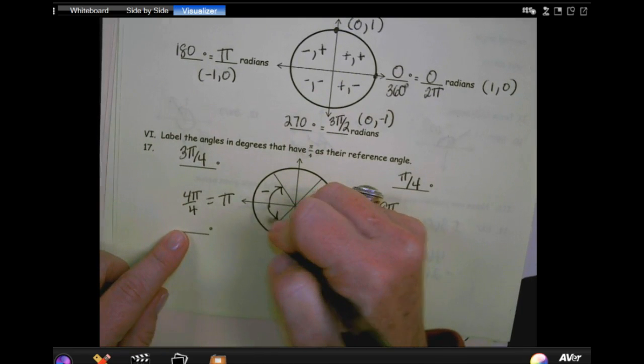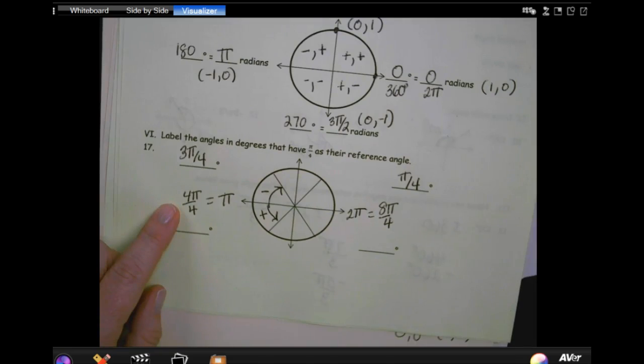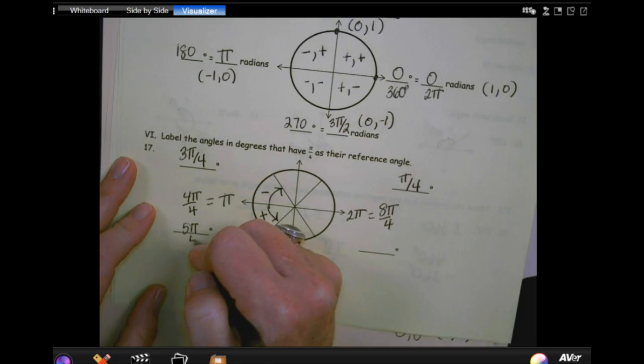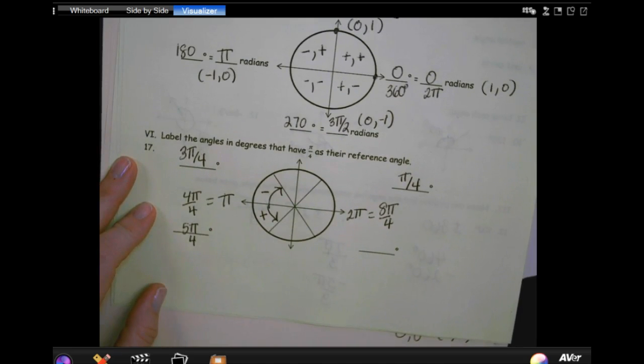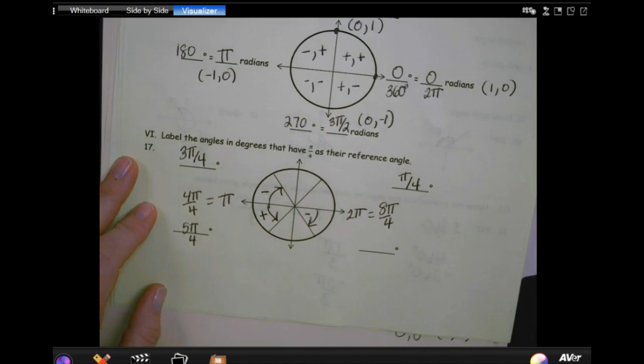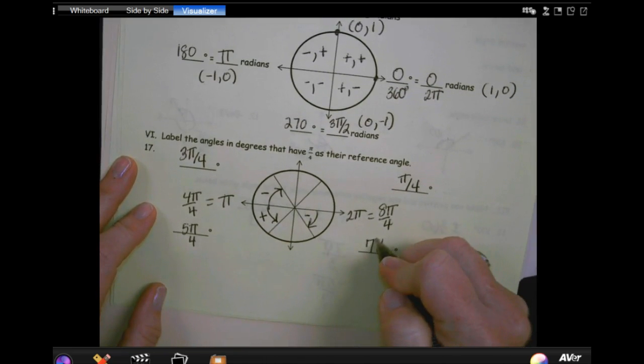This part, you're going to add 1. 4 pi over 4 plus 1 pi over 4 gives me 5 pi over 4. And then here, you're going to subtract from 8 pi over 4, which gives me 7 pi over 4.